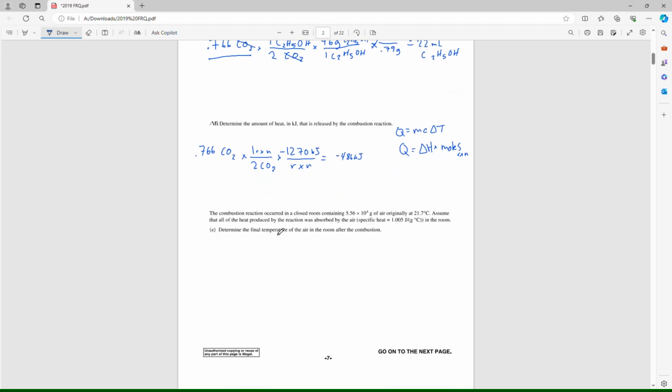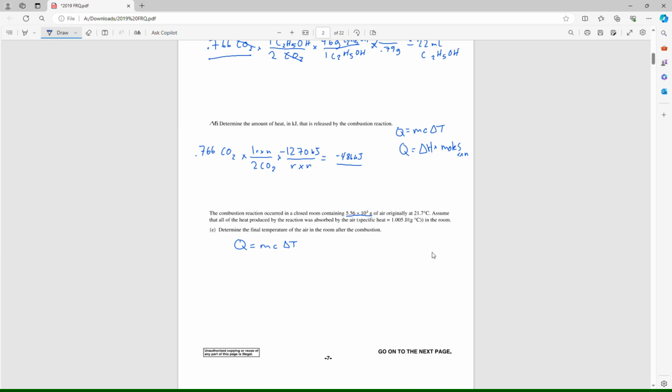For part E, we're given the mass of air originally at this temperature. Assume that all of the heat produced by the reaction was absorbed by the air, so there's no loss of energy to anywhere else. The specific heat of air is this. Determine the final temperature of the air in the room after the combustion. So this is going to be a Q equals MC delta T problem. Our mass is 5.56. Our specific heat is 1.005.